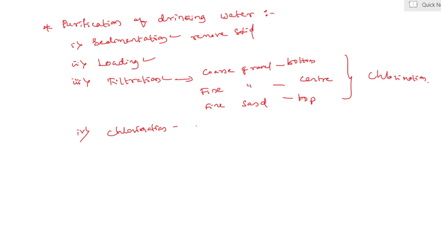Afterwards, the process of filtration. A filtration tank involves 3 main layers: coarse gravel, which is present at the bottom, fine gravel in the center, and fine sand at the top of the filtration tank. Afterwards, the filtered water will be chlorinated. Chlorine means bleaching powder. Why does the process of chlorination take place? Because to kill bacteria.